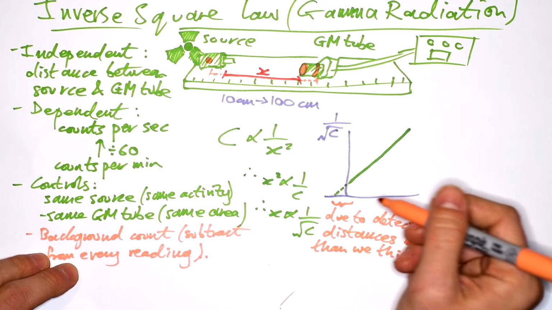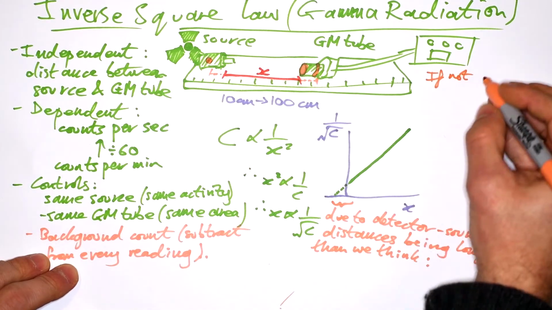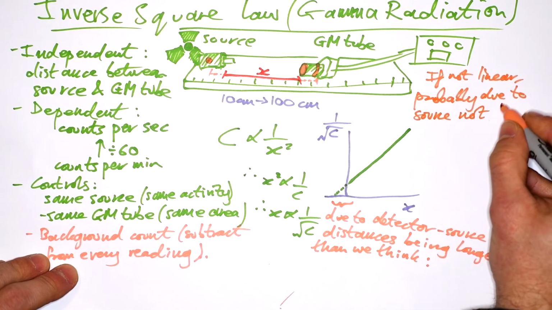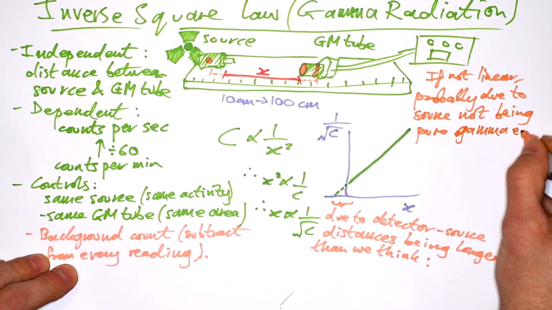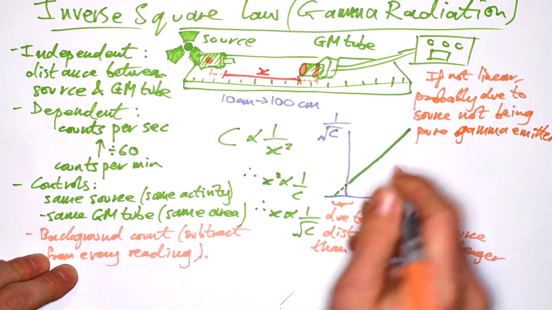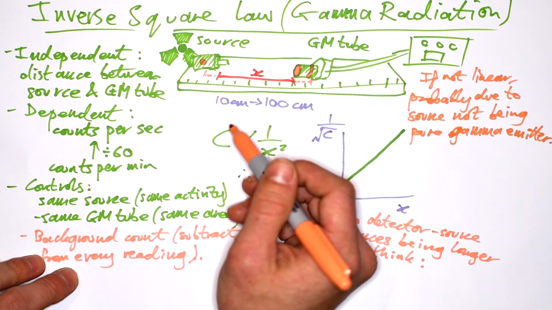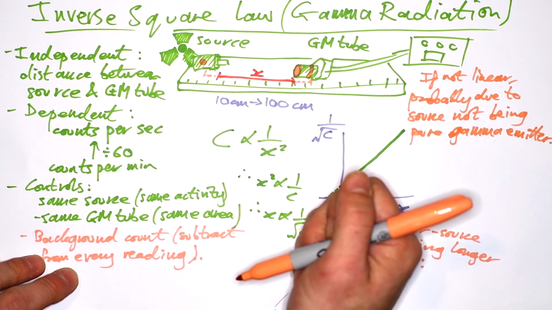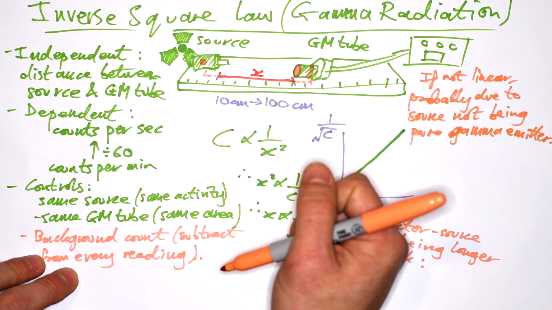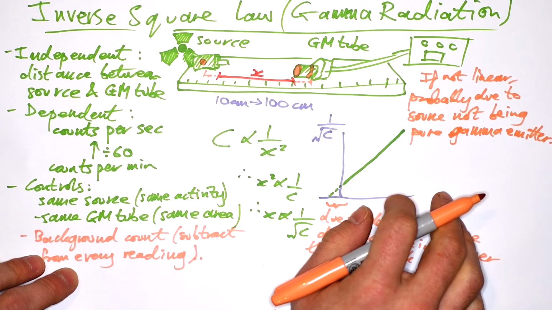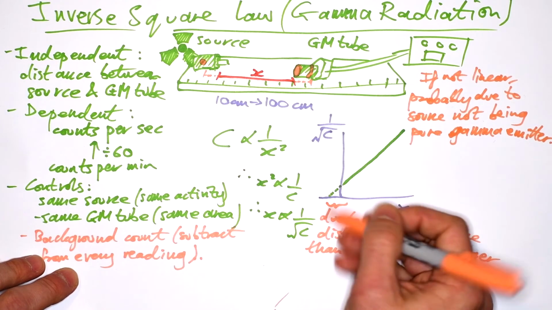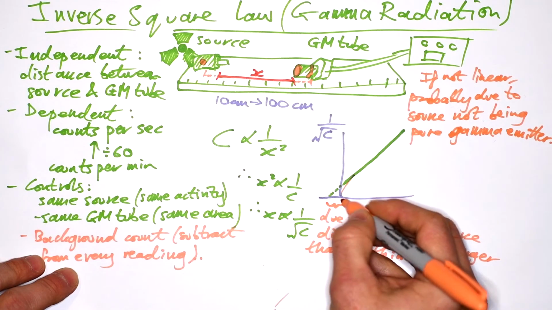If for some reason you don't get a straight line, especially at the bottom here, it's probably due to the source not being a pure gamma emitter. And in fact, it's probably very unlikely that you have a source that is purely gamma emitting. But because we're starting at 10 centimeters, chances are that no alpha is going to get to your GM tube, but there might be some beta that gets to it. And so that could result in your graph curving a little bit.